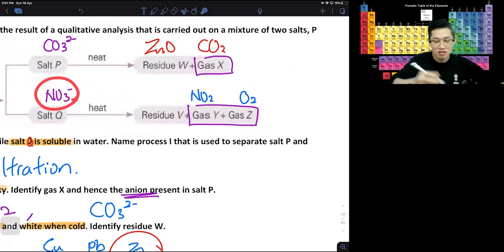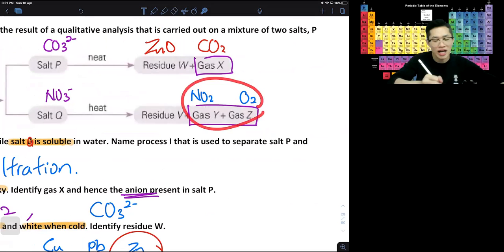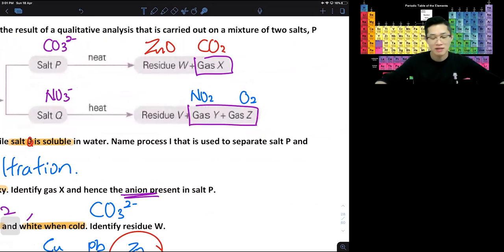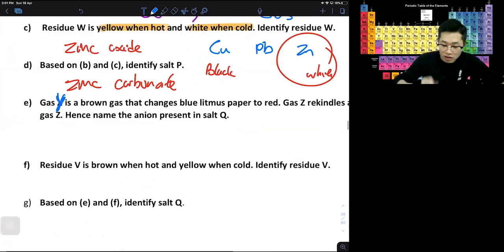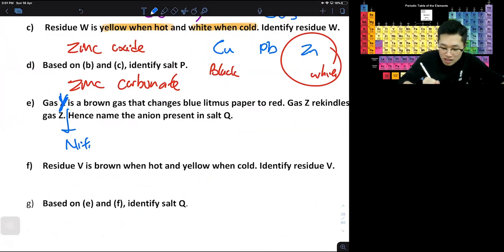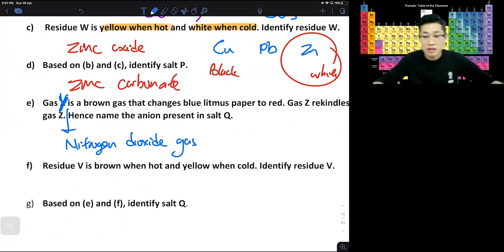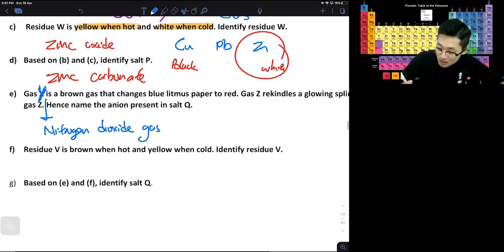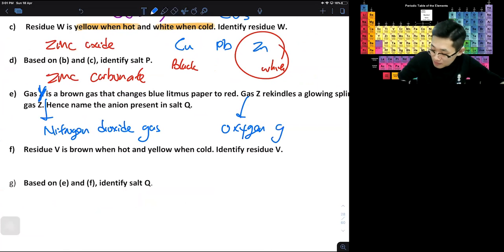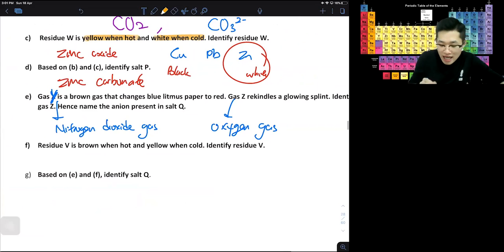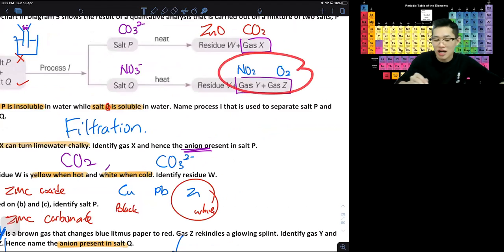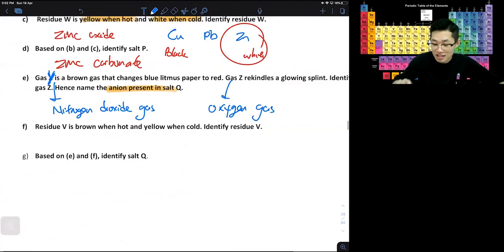Even without reading the question, I already know. When I see two gases, I know definitely NO2 and O2. Okay, next. So this is nitrogen dioxide gas. CO2 is carbon dioxide, right? So NO2 will be nitrogen dioxide. This one, oxygen gas. So what is the N ion present in the salt? So if the salt has NO2, O2, it must be NO3 negative lah, nitrate ion.